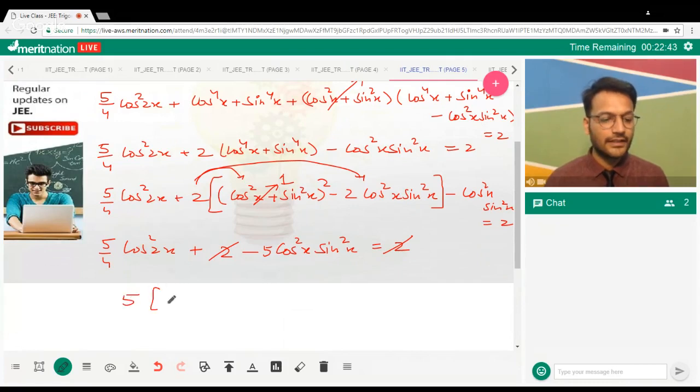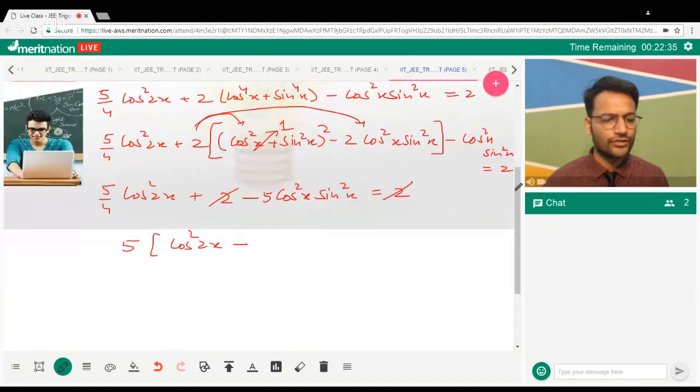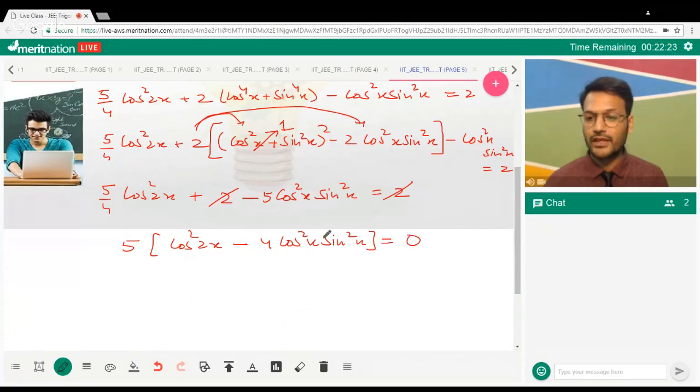5 and then, cos square 2x minus, in fact, cos square 2x can also be broken, right? But anyways, it's a simple thing now, most of us will be able to understand. We can write it like this, right? Is equal to 0.